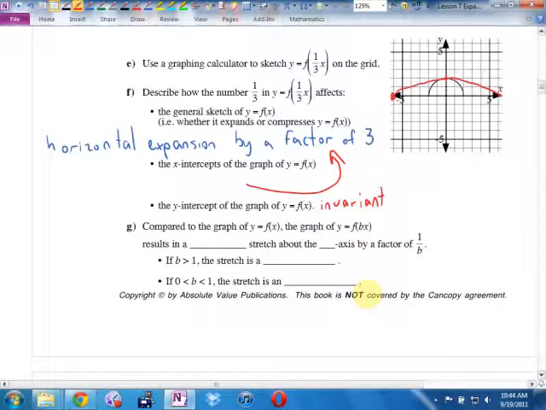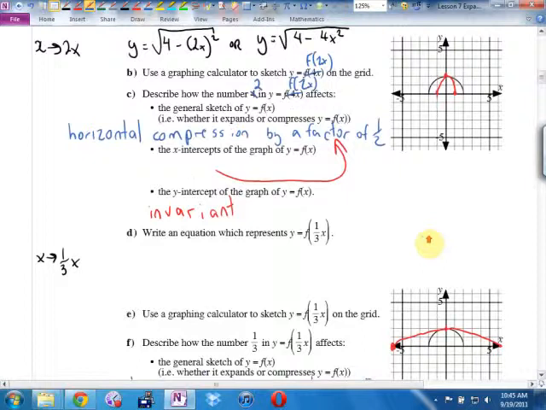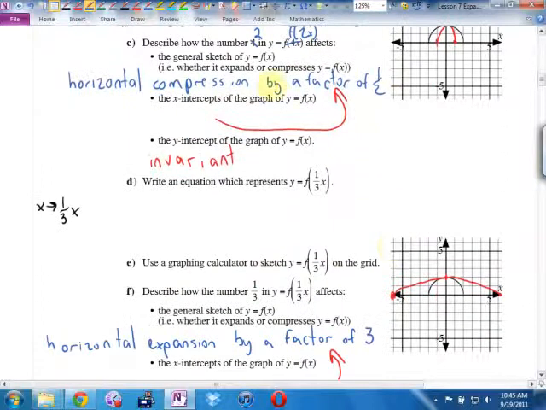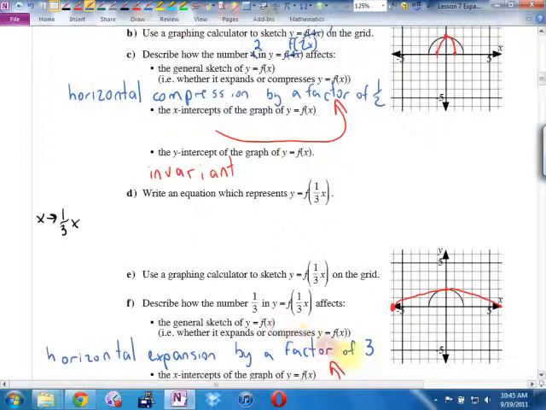Compared to the graph of f of x, f of bx results in a horizontal stretch. And it turns out you're stretching about the y-axis. This is what you're stretching about, because the y-axis is standing still, and you're stretching around it. What's it say right there? By a factor of what? By a factor of 1 over b. In other words, replacing x with 2x gave you a compression factor of 1 over 2. Replacing x with 1/3 x gave you a factor of 1 over 1 over 3, which is just 3. You're taking the reciprocal.